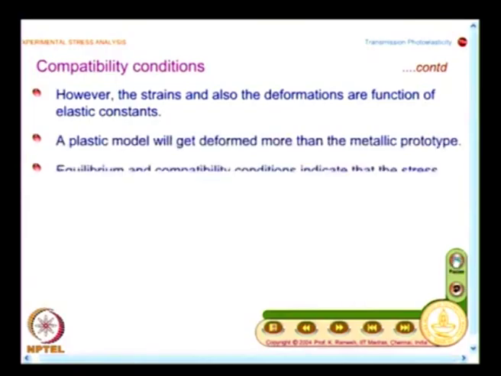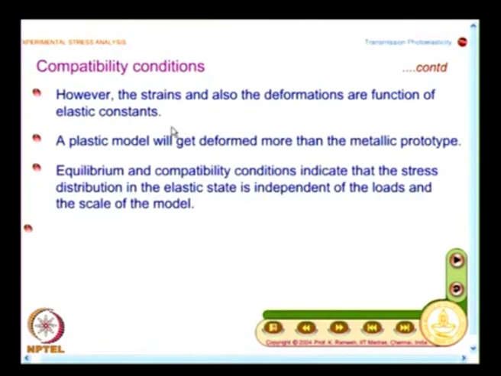And this is what is emphasized again. What you will have to know is, though the stress distribution and its magnitudes are the same in a two dimensional model when we consider body force as constant, the strains and also the deformations are functions of elastic constants. So, in essence, a plastic model will get deformed more than the metallic prototype, that you would see. But we will also learn similitude equations and how we load the model, what is the level of load that we should apply.